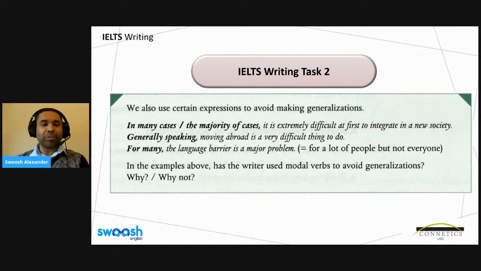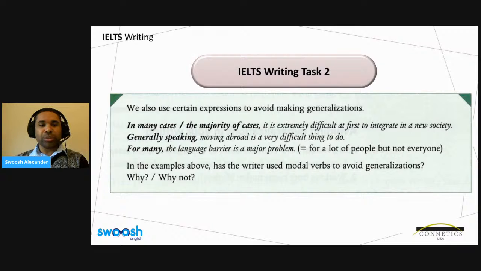What have been used instead have been expressions to modify the sentence using adverbs. So generally speaking, generally using the adverb, and for many as well is modifying the sentence. It's not using a modal verb, but it's adding more detail to be more specific.